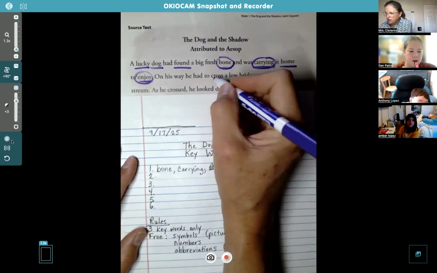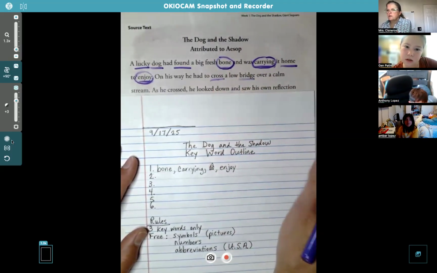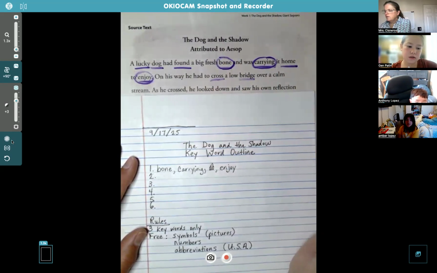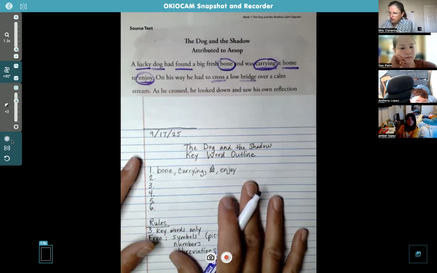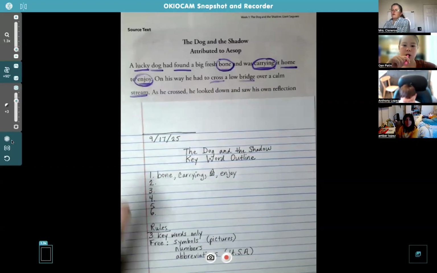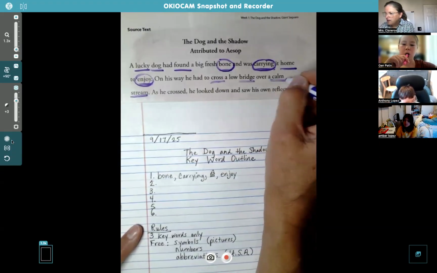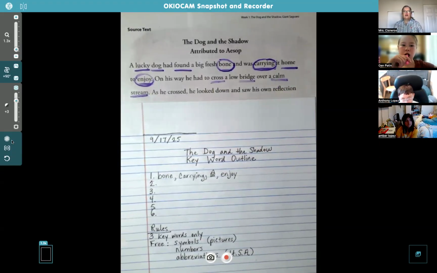Cross. Cross, good. Bridge. Yes. Let Amber do this one, okay, sweetie? What's another one? Stream. Stream, good. I think there's one more that's really important. Calm. Yes. Because like I said earlier, calm means that the water was really still. If it's wavy, you can't really see in it. So that's important to remember.